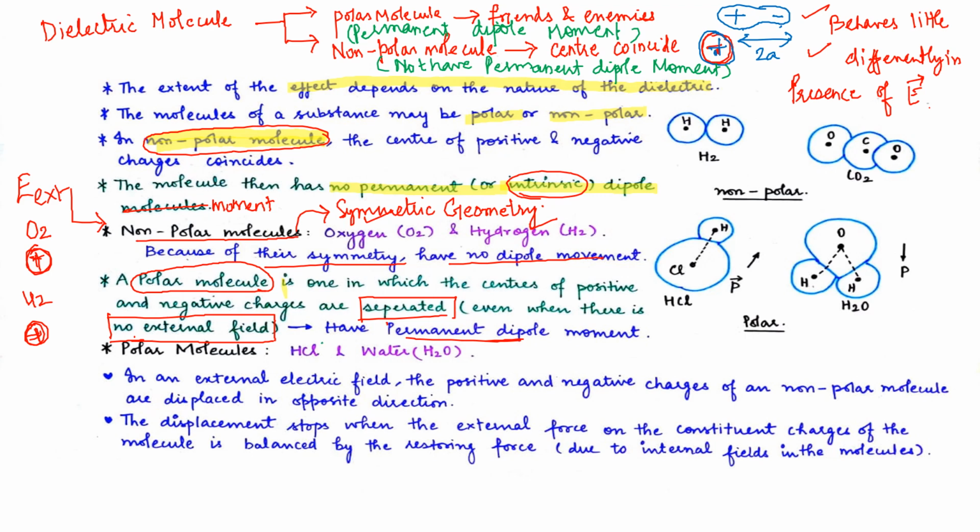Examples of polar molecules are HCl and water, H2O. See our diagram: a non-polar hydrogen molecule, a non-polar carbon dioxide molecule, but a polar HCl where Cl, chlorine, is negatively charged and a bigger atom than the hydrogen, which is positively charged. In H2O, water, what is HCl? It is hydrochloric acid.